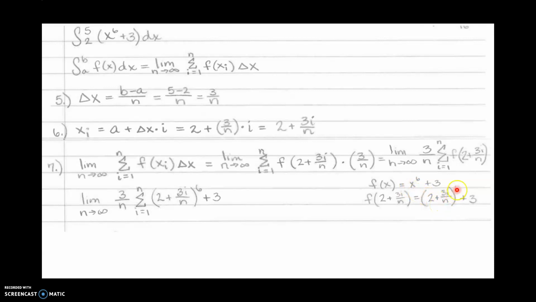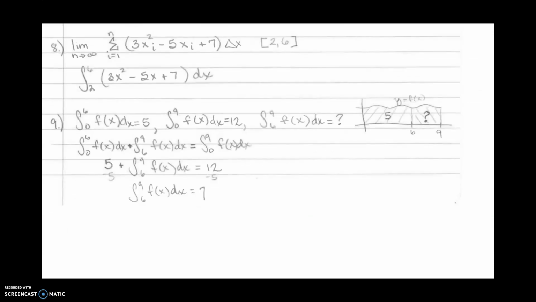So it would be that quantity to the 6 plus 3. So that's the only other thing that we did right here, we just replaced f of 2 plus 3i over n. We just went ahead and plugged it in to see what we got, and we replaced it with that. So that would be our final setup. That would be what would be sitting in the multiple choice because we can only set that one up.